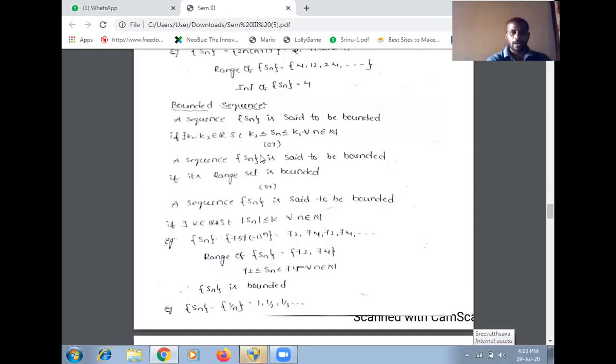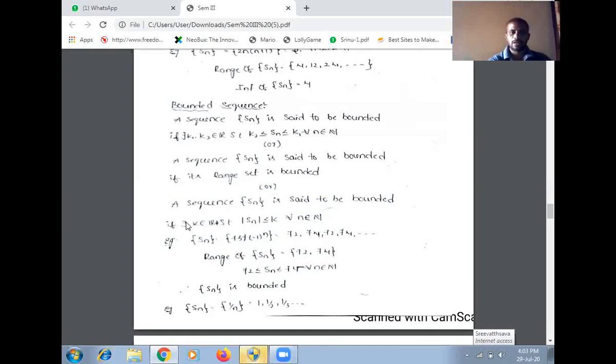So another definition is: a sequence Sn is said to be bounded if its range set is bounded. Sn అనుక్రమం పరిబద్ధ అనుక్రమం అయితే దాని యొక్క వ్యాప్తి సమితి ఒక పరిబద్ధం. ఒక అనుక్రమం యొక్క వ్యాప్తి సమితి పరిబద్ధమైతే ఆ అనుక్రమం పరిబద్ధ అనుక్రమం అవుతుంది.